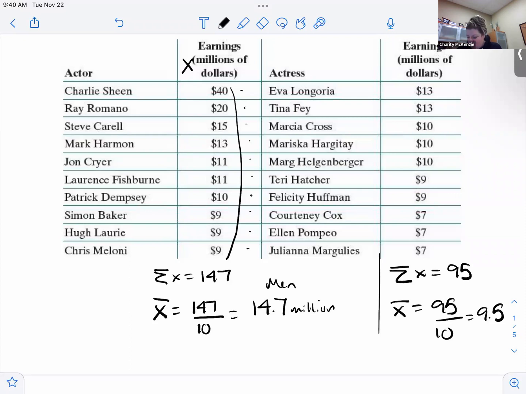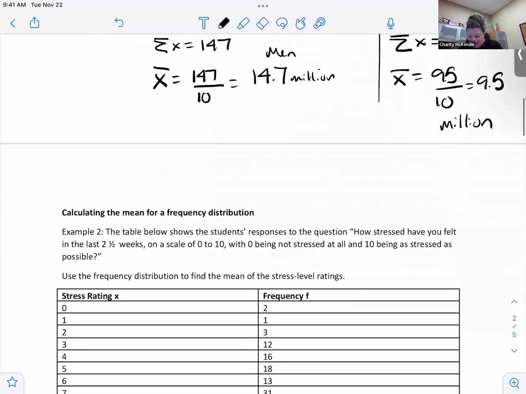Ooh, who makes more money? According to this chart, women make way less money than men. I know we've been trying to make it equal, but men, you do make more money naturally than women, always. All right. So can you do the mean? Can you add them up and divide by how many there are? Good. Glad we got that situated.